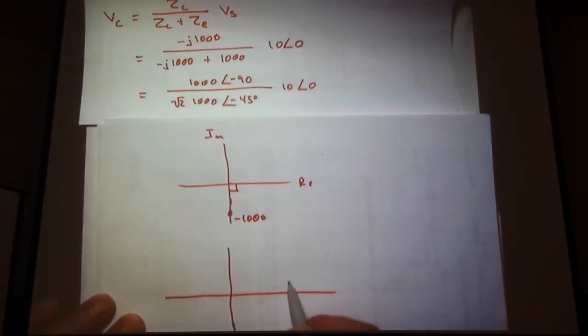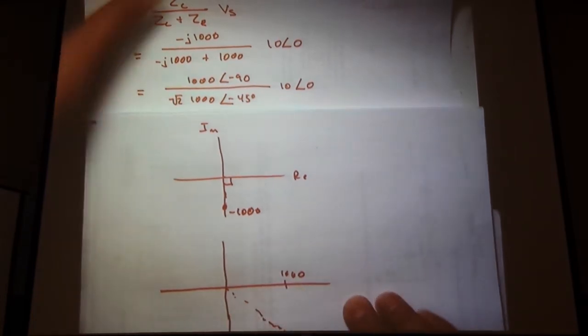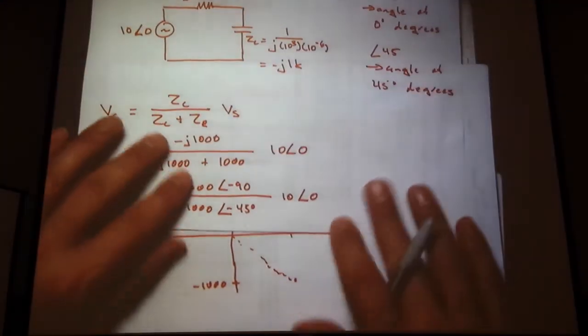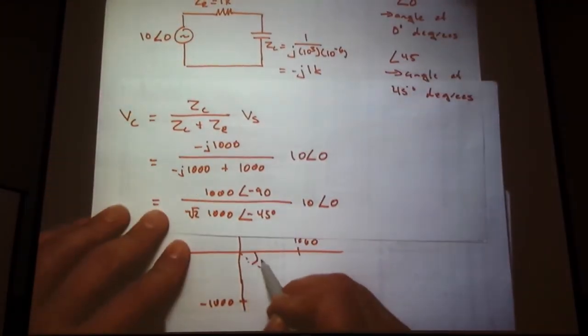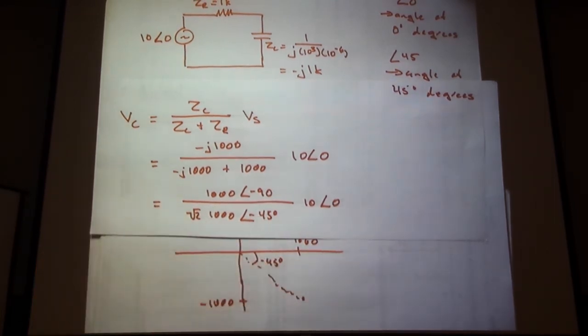And likewise, what did I do with that other one? Again, there's 1,000. There's minus 1,000. There's my point. So what's the length of that line? Oops, I'm off. Square root of 2 times 1,000, as you just said. And what's my angle? Minus 45 degrees. So that's where I got those two terms.